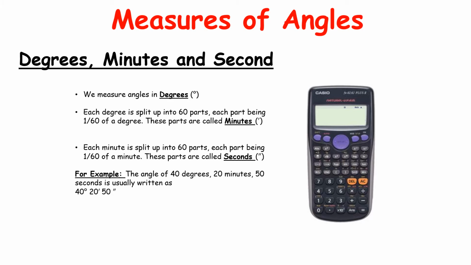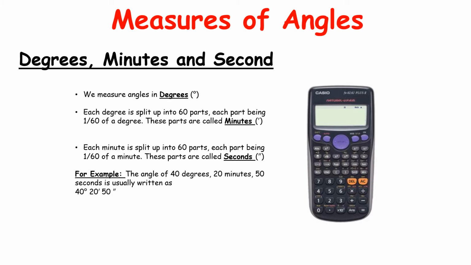Now, each degree is actually split into 60 smaller pieces, and each of those smaller pieces, which are 1/60th of a degree, are called minutes, and its symbol is just like a little dash. Then each minute is split up into 60 again, and each of those, which are 1/60th of a minute, are called seconds, and they have a little double dash there. So for example, an angle could be 40 degrees, 20 minutes and 50 seconds, which is written as 40 degrees, 20 minutes and 50 seconds.